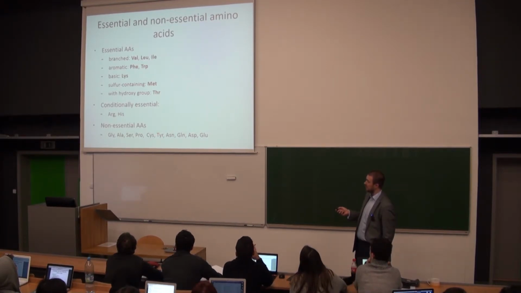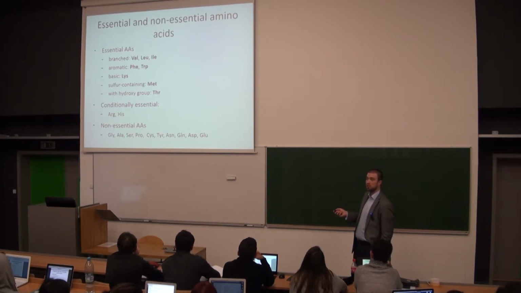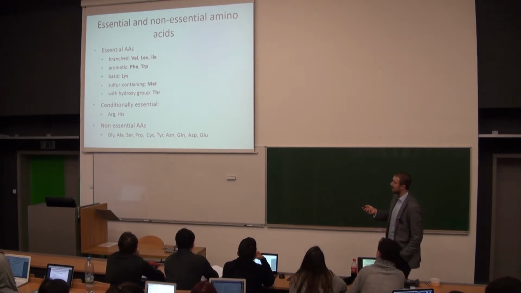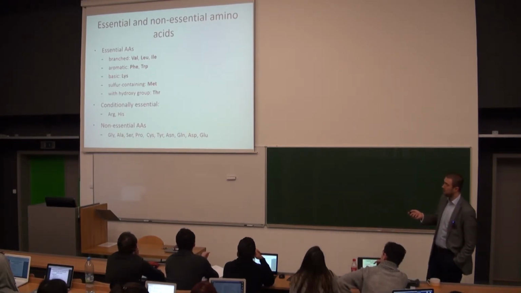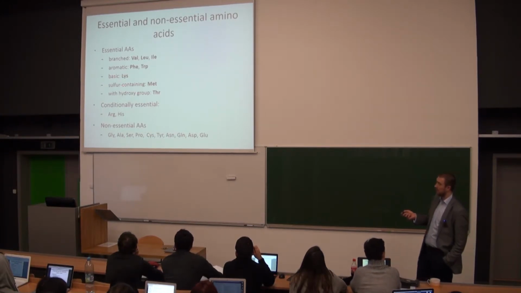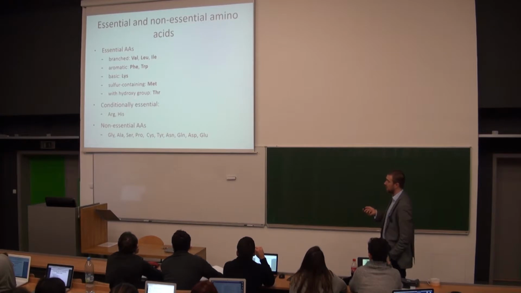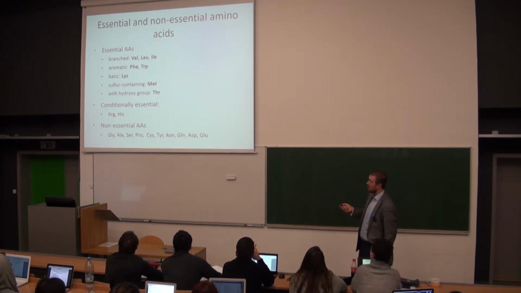Tyrosine is missing since phenylalanine can be simply converted to tyrosine by hydroxylation. That means if you have phenylalanine in your diet, then tyrosine is not essential to you. And then you have one from each group: one from basic, one from sulfur-containing, and one from hydroxy-containing. From basic, you have lysine. From sulfur, you have methionine. And from hydroxy group containing, you have threonine.